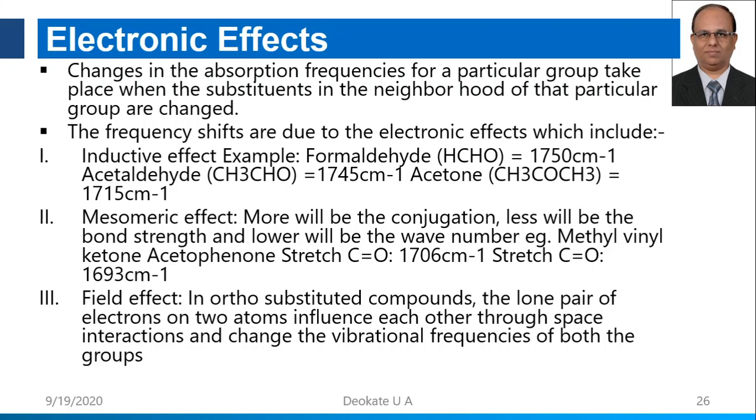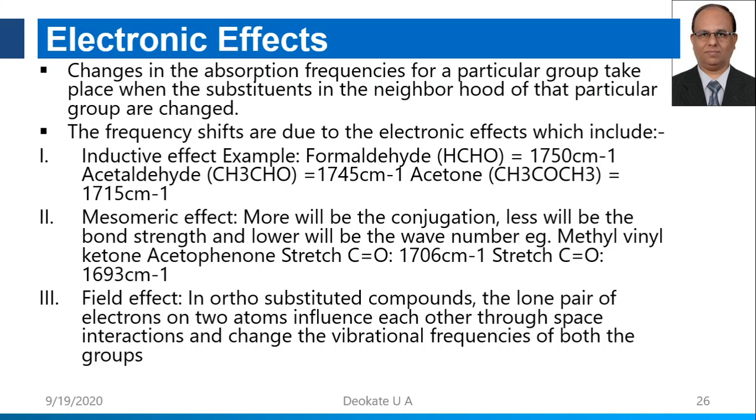What is the mesomeric effect? The more the conjugation, the less the bond strength, and the lower the wave number. Okay, for example, in methyl vinyl ketone the stretching of C=O appears at 1706 cm⁻¹, whereas in acetophenone it appears at 1693 cm⁻¹. So that is known as the mesomeric effect. We have compared methyl vinyl ketone and acetophenone. That is your mesomeric effect.